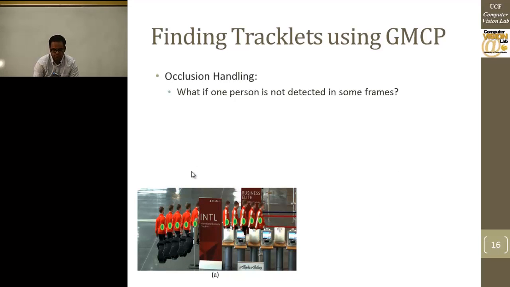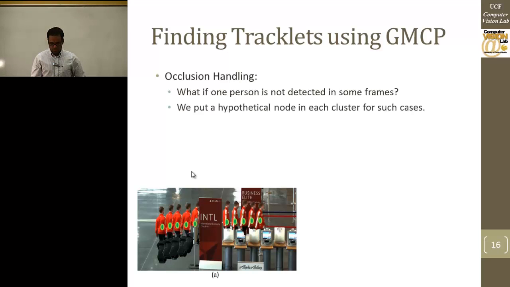So also we have to solve the occlusion problem. We need to have occlusion handling because obviously in some frames the person we are trying to track is not detected. So the way we solve that problem is by putting hypothetical nodes into the graph that we have. So to each cluster we add one hypothetical node.